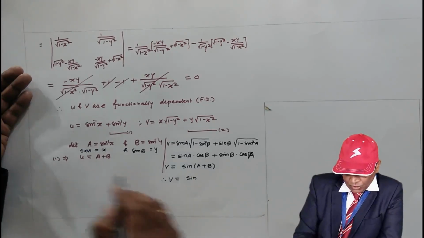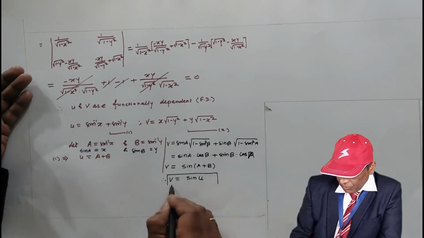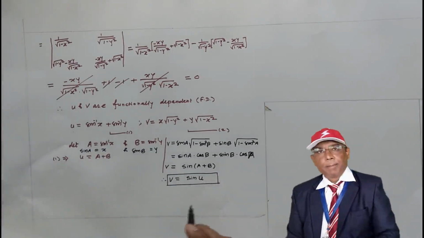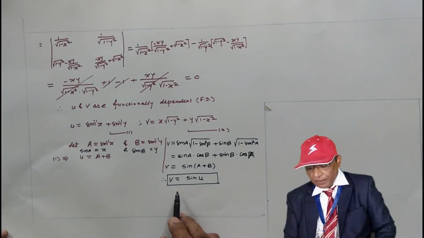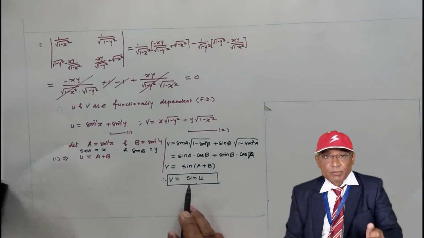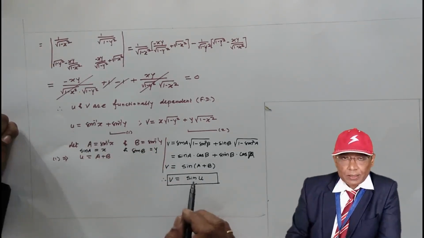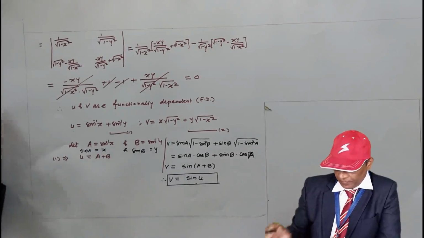A plus b is what? U. So in this way, we found the relation between u and v. That relation should be free from x and y. Remember, the relation should not contain x and y.